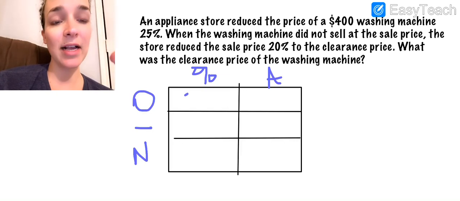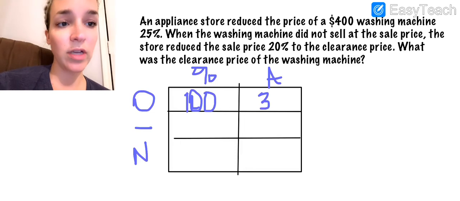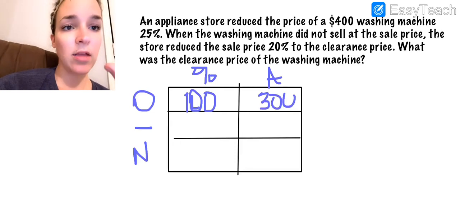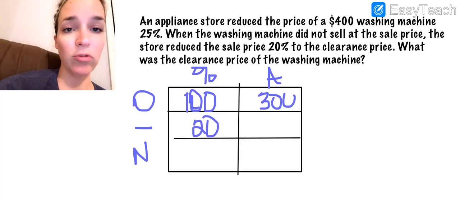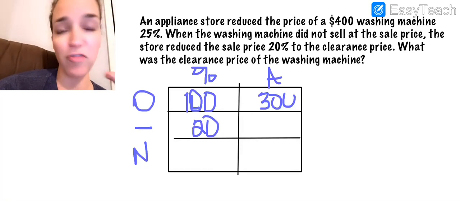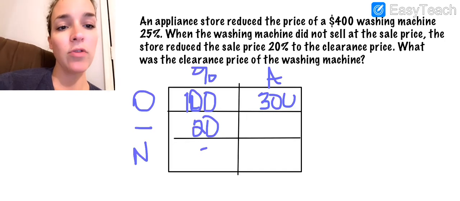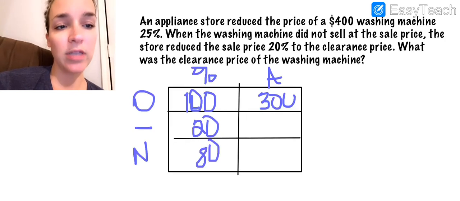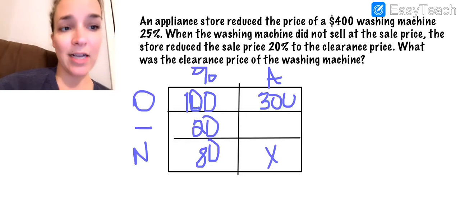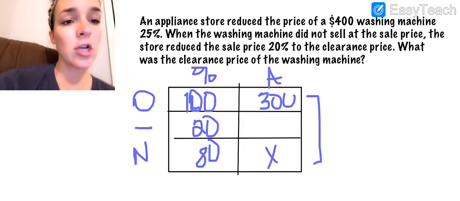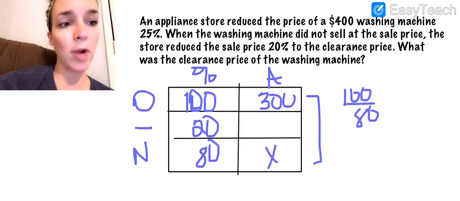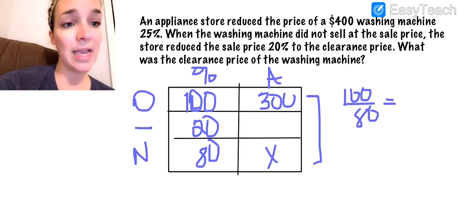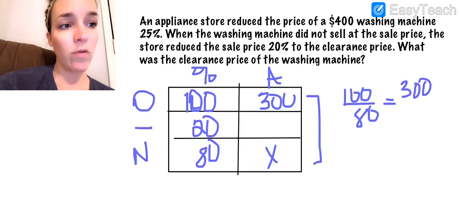So this time, like I said, you always start at 100%, but this time the original is $300, okay? And the percent change on this one is another 20% off. So we're taking 20% off of the 300 now, not off of the original 400. So then we're going to end up with 80%, and we don't know how much that's actually going to be, but that's what we're trying to find. So now we can take those two rows, just like we did before, and form our percent proportion. So 100 over 80 equals 300 over X.